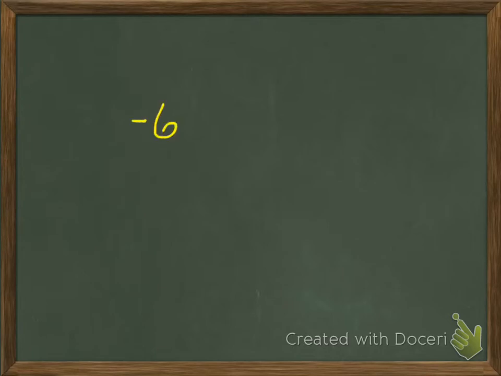Let's do negative 6x plus y equals 11. That's number 4 in your workbook. Directions, solve for y. That's supposed to be a semicolon. So solve for y. That means I want to get y by itself, move everybody else over.